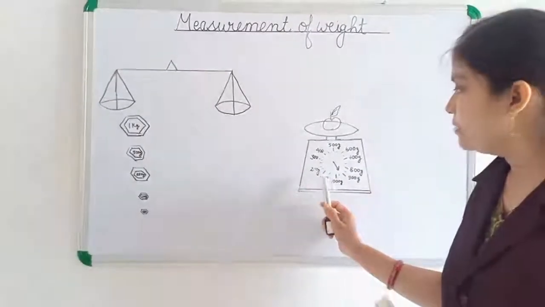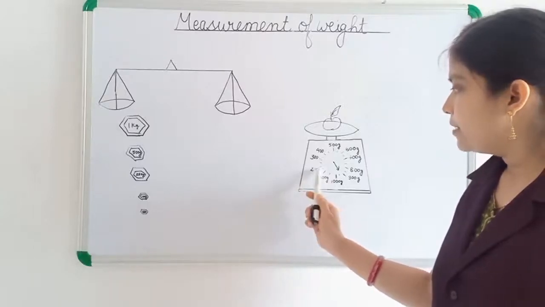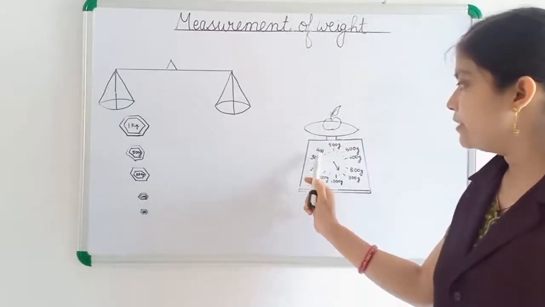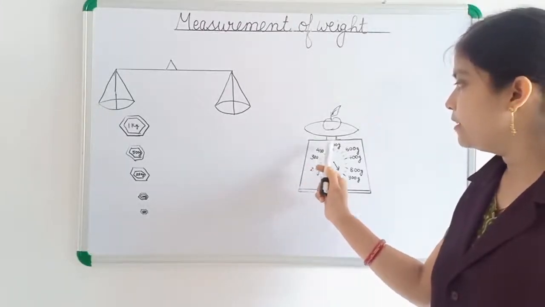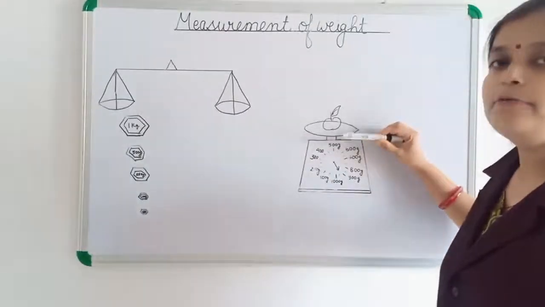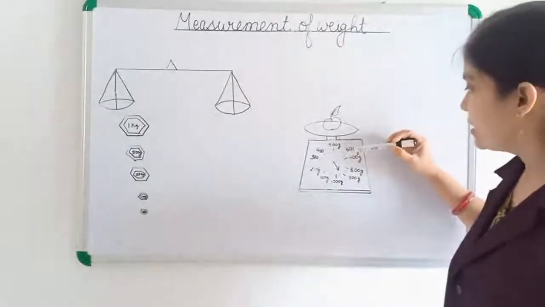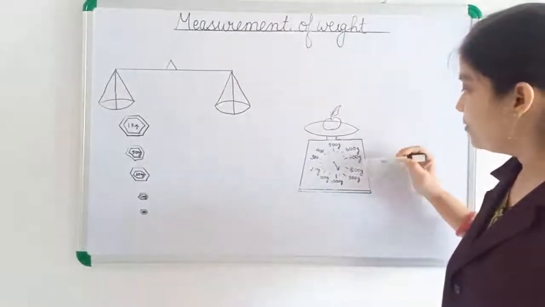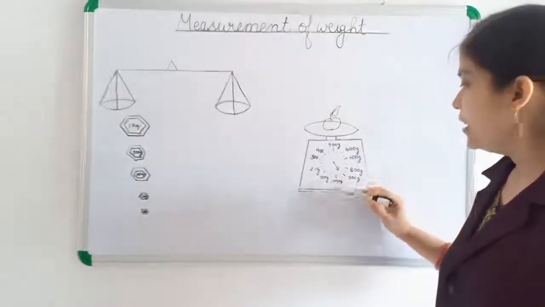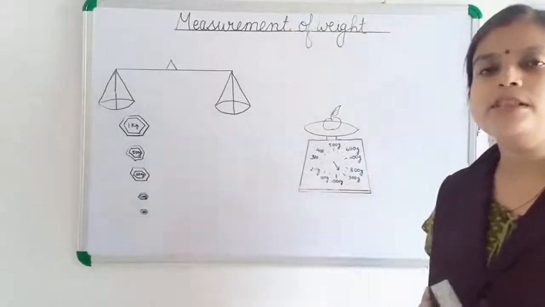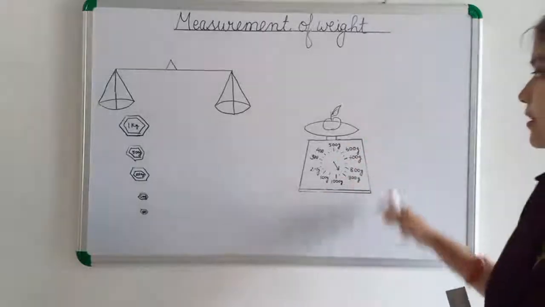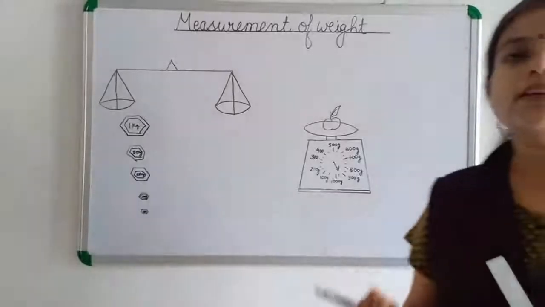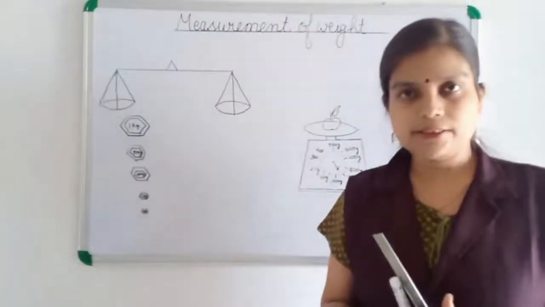This is 50 gram, then 100 gram, 100 plus 50 that is 150, 200, then 250, 300, 350, 400, 450, 500, 550, 600, 650, 700, 750, 800, 850, 900, 950, and here it is 1000 gram. 1000 gram means 1 kg. So it is divided like this. So by putting any object over there, we can measure the weight of that object.